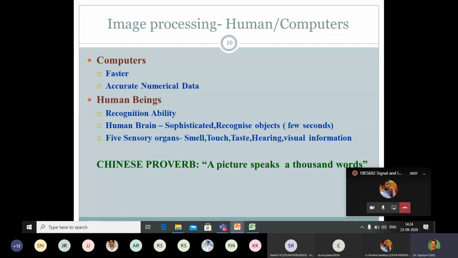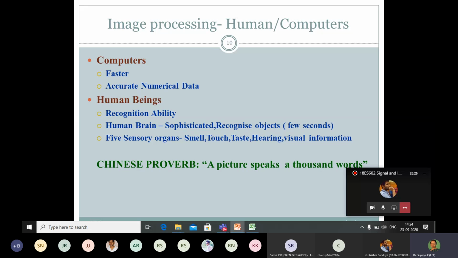The reason being, human beings have a recognition ability. When you see your friend after 3 years, you remember that this is so and so, he was sitting next to you in the classroom and he was studying the subject with you. He got this mark in signal and image processing also, you may mention.